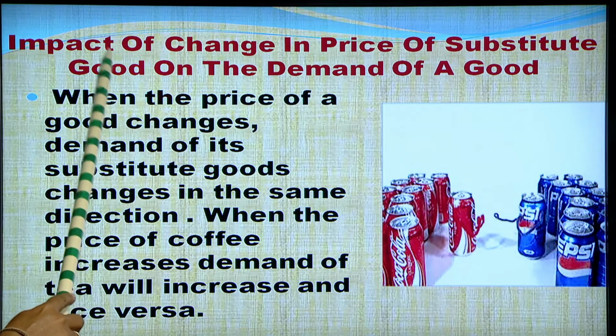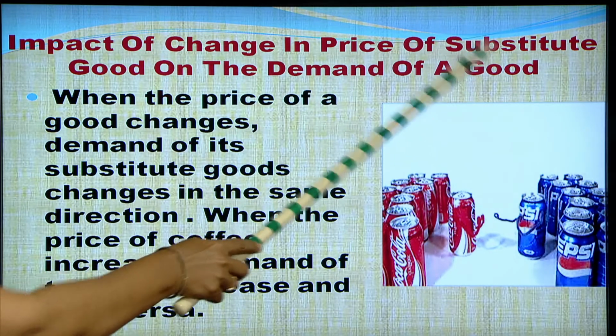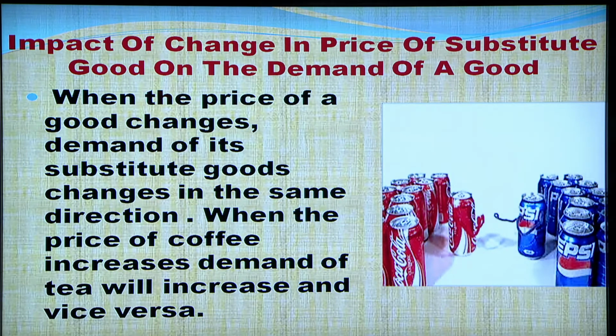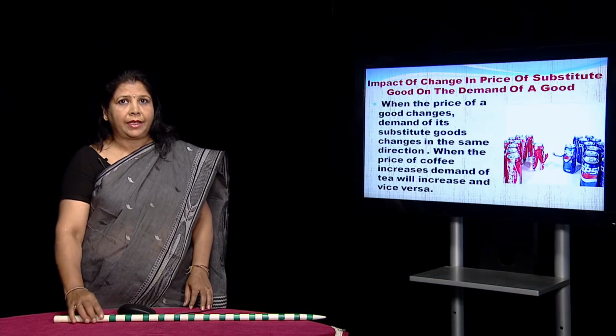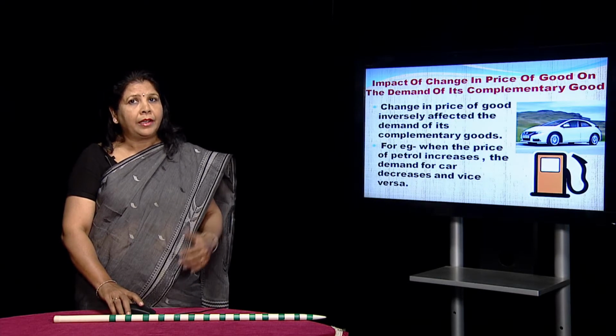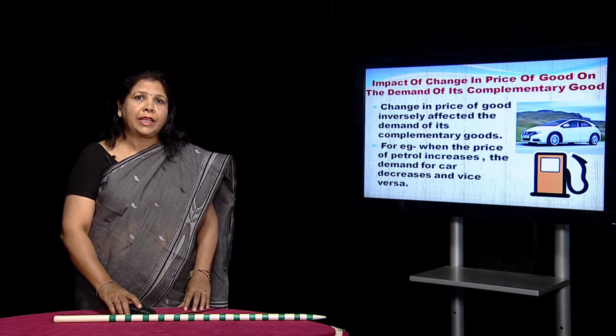That is, how the price of substitute goods affects the demand of the good in question. When the price of a good changes, the demand of its substitute goods changes in the same direction. When the price of coffee, for instance, increases, demand for tea will increase and vice versa. So, what can we say about the price and demand direction of change? They both change in the same direction.